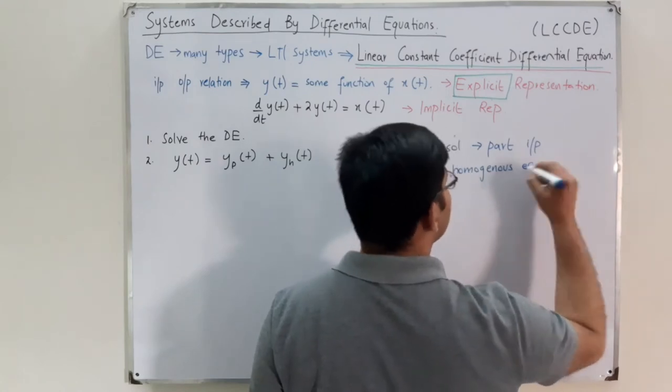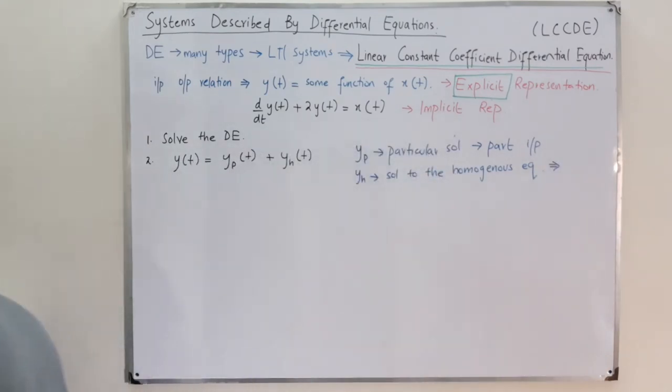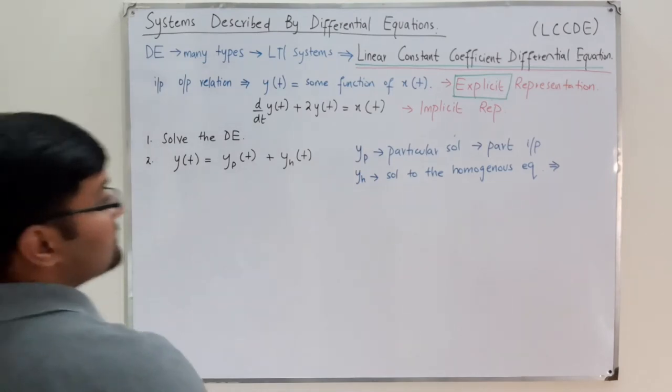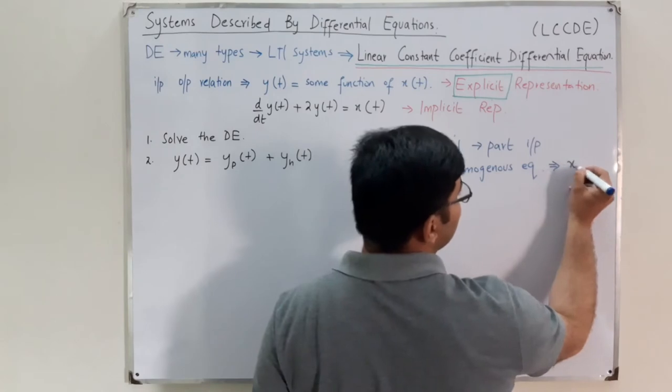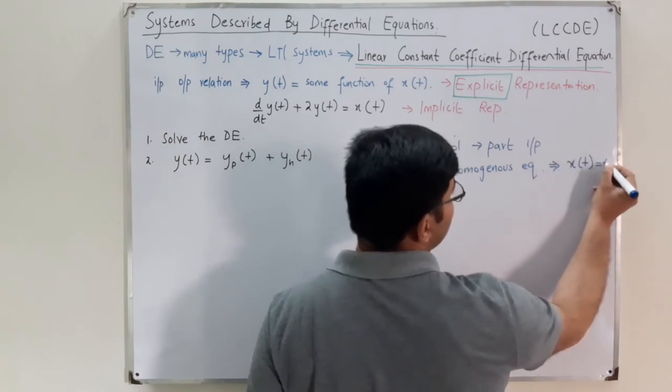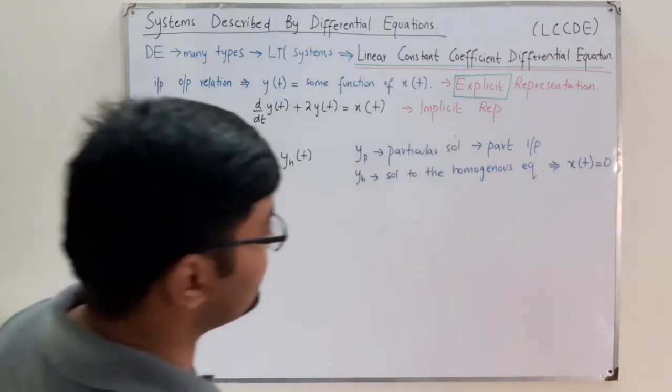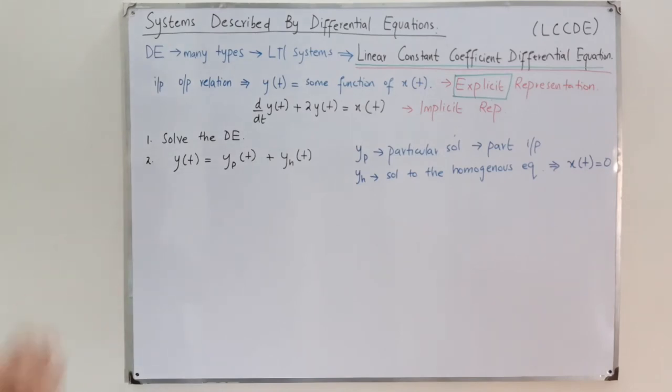When the input to the system is zero, what? Yes, when x of t is zero. The homogeneous equation is the system in which the given system's x of t is supposed to be zero. So this is the case. This is step number two.